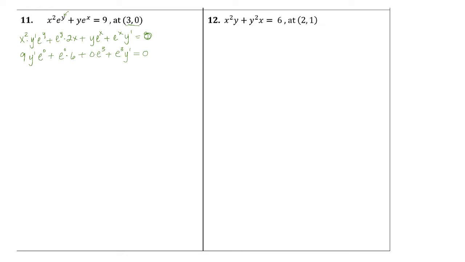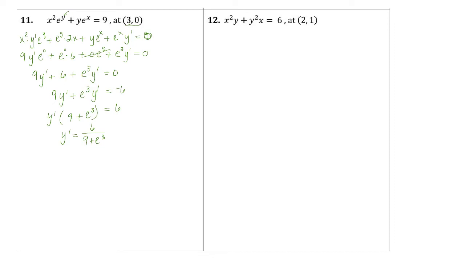Well, e to the 0 is just 1, so I have 9y prime plus 6, well, that's all 0, plus e cubed y prime equals 0. And we're going to try to solve this for y prime. I'm going to subtract 6 over, so I have 9y prime plus e cubed y prime equals negative 6. Let's factor out y prime. And it looks like we have found our slope. It's absolutely disgusting looking, but it is what it is. So you've got negative 6 over 9 plus e cubed.